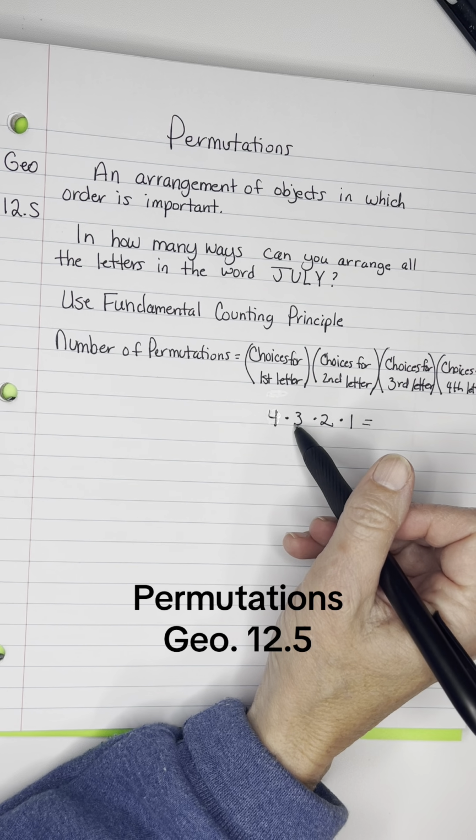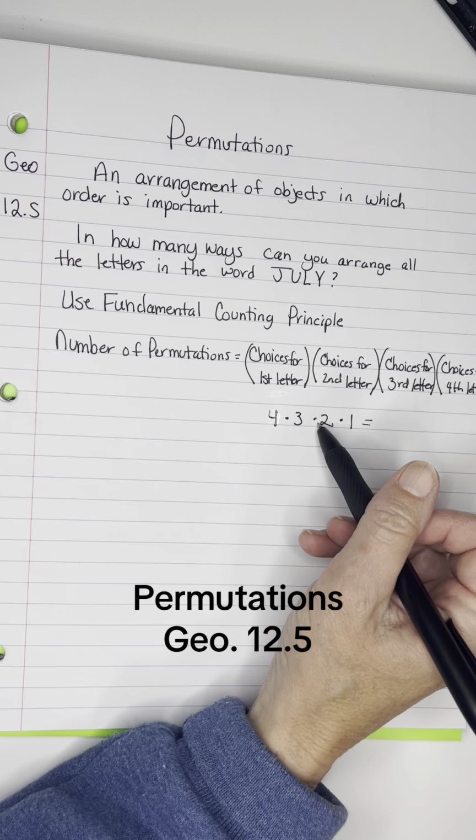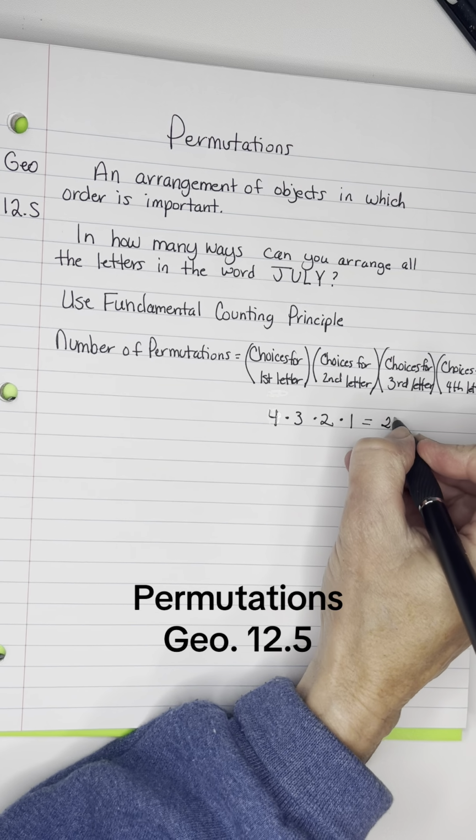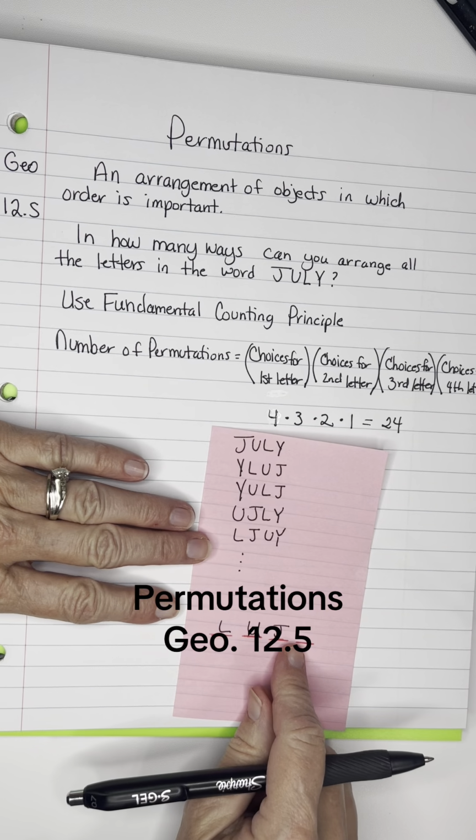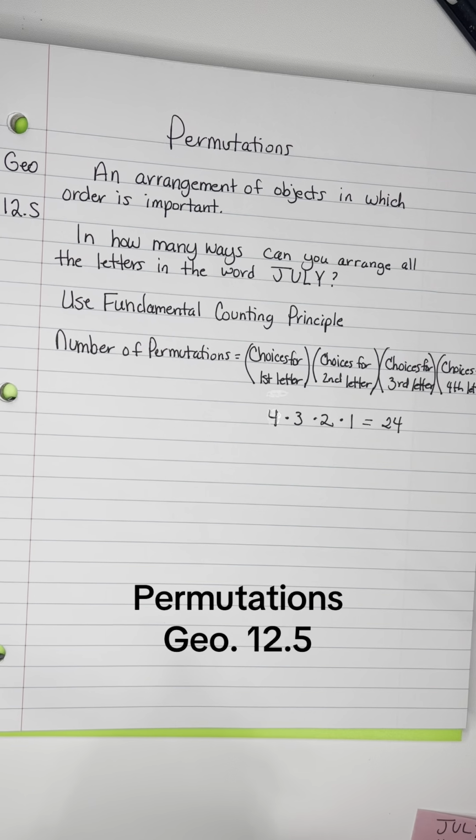4 times 3 is 12. 12 times 2 is 24. And 24 times 1 is 24. Okay, so I've got 24 arrangements that I would have had to make without making a mistake. So this is much easier.